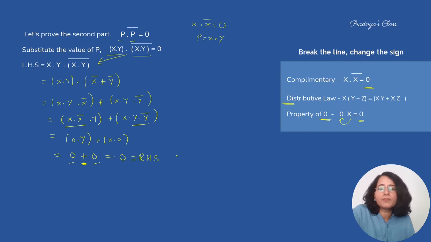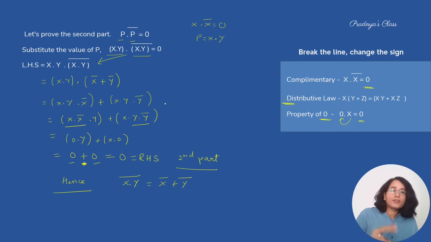In this way we proved the second part also. So we proved the first complementary law and we proved the second complementary law. Hence we can say this DeMorgan's second theorem is true, which was (x dot y) whole bar equals x bar plus y bar. Both of DeMorgan's laws are very easy. Just try to keep in mind some of the laws of Boolean algebra.